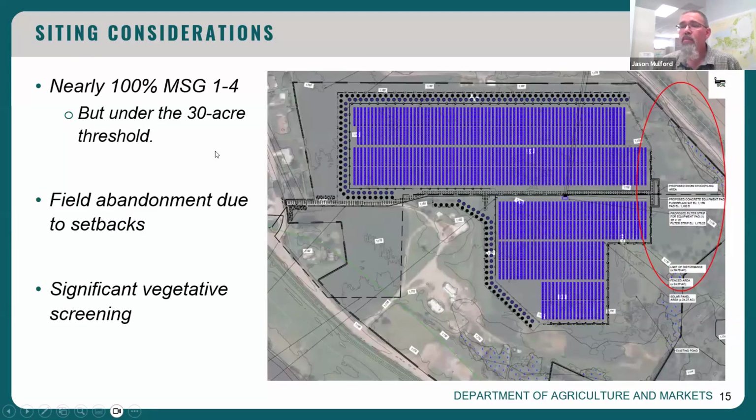This site was nearly 100% on the best soils, and we had some orphaning issues. It's difficult to see, but that encircled area is all active farmland that will be difficult to get to with any equipment, considering the wetlands and all the remaining lands that aren't developed. Also, it had a significant amount of vegetative screenings, which I understand nobody wants to look at, but that takes away from production ground as well.